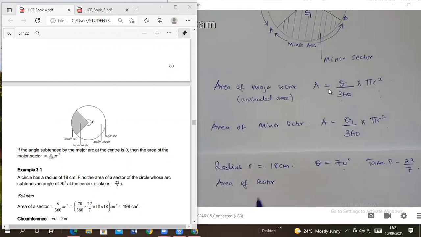So to find the area of the sector, we shall say very easy. It is theta out of 360 times the area of the circle. And the area of the circle is pi r squared.